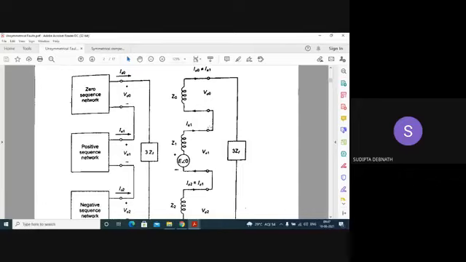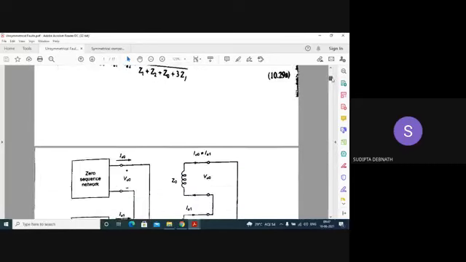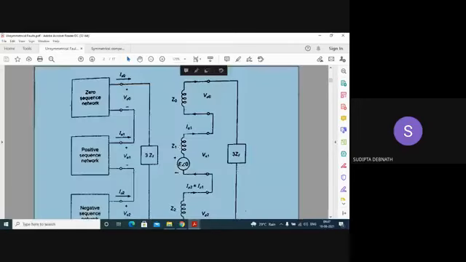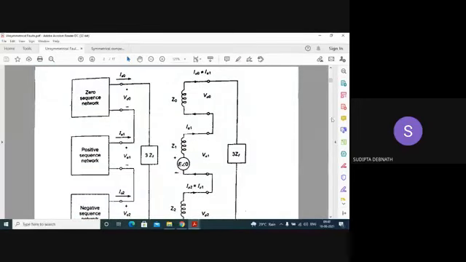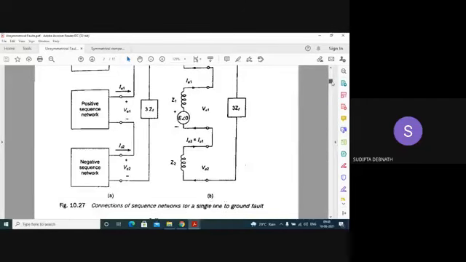And what is the value of IA1, IA0 or IA2? All are equal. And what is their value? We have derived that their value is E equal to Z1 plus Z2 plus Z0 plus thrice ZF. Because this is VA0, this is VA1, this is VA2. So we can write that IA1 equal to IA2 equal to IA0, and that is equal to E angle 0 divided by Z1 plus Z2 plus Z0 plus thrice ZF. So based on this equation, the sequence network has been shown.